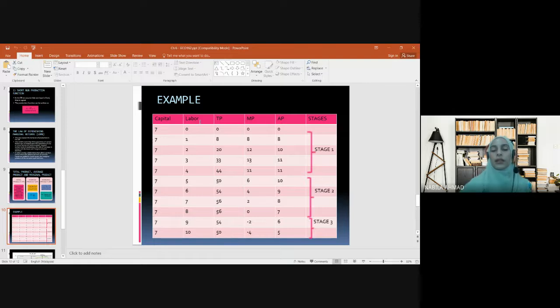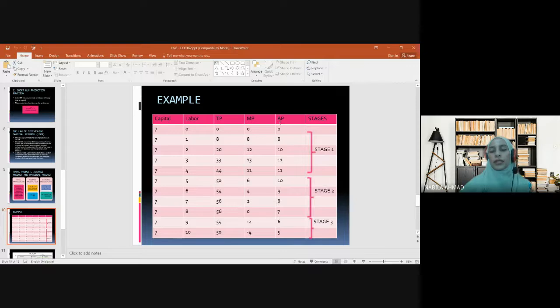Ya, alright. Kita go to average product dulu. Macam mana nak cari average product? Total product bahagi labor. Yeah. So 8 divided by 1, we got 8. 20 divided by 2, we got 10. 33 divided by 3, we get 11. 44 divided by 4, 11, and so on. Right?